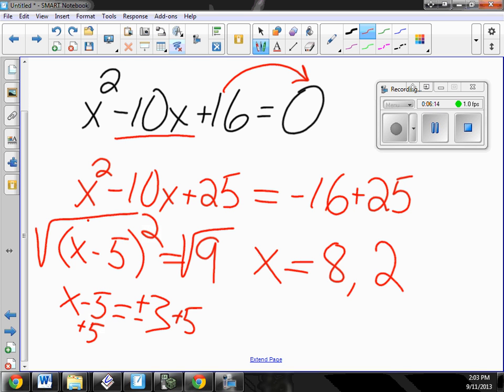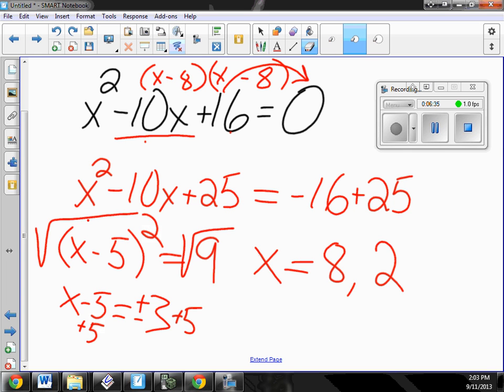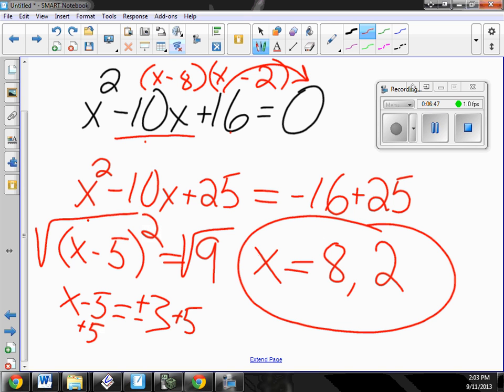So I could have factored the original to get the answer. So if I look back up here, are there two numbers that multiply to be 16 and add to be negative 10? Minus 2 and minus 8. Negative 8 minus 2 is negative 10. So my roots would be 8 and 2.